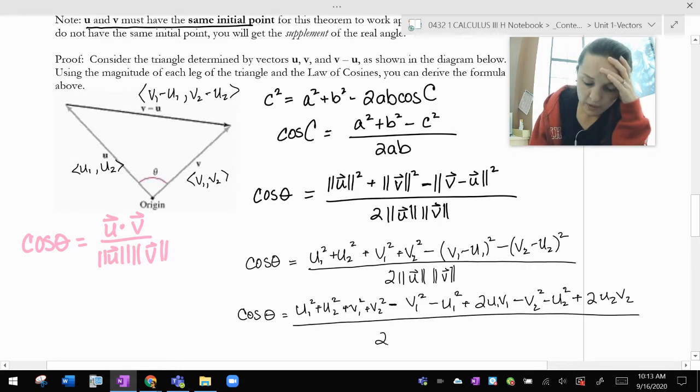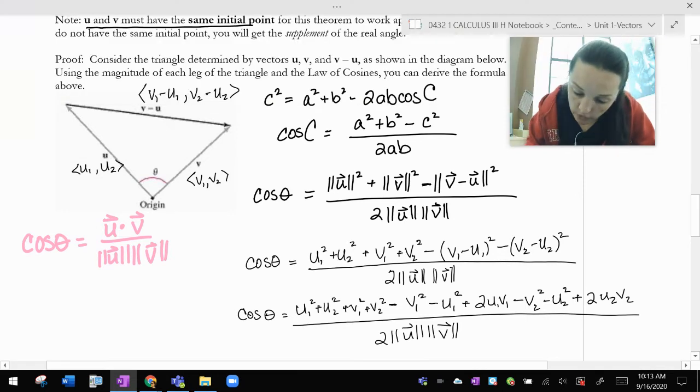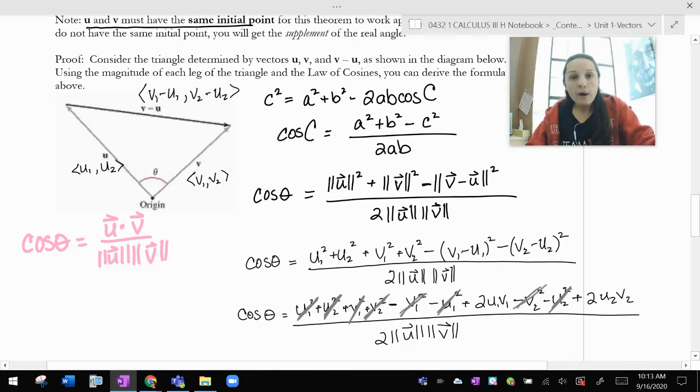And if there's one thing that we can all agree on in mathematics that we really enjoy doing, it's canceling out. We get to do that now. Yay! So u1 squared minus u1 squared, u2 squared minus u2 squared, v1 squared minus v1 squared, v2 squared minus v2 squared. So all of those subtract to 0. And then I got a bunch of 2's on top.